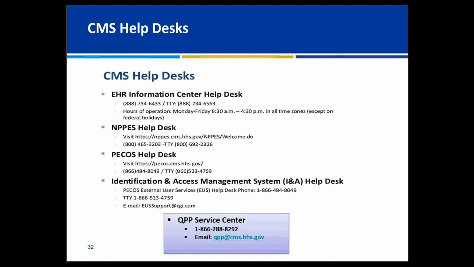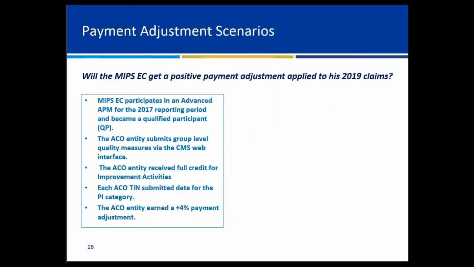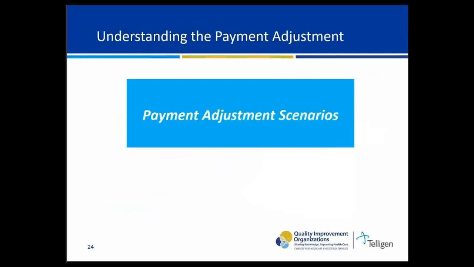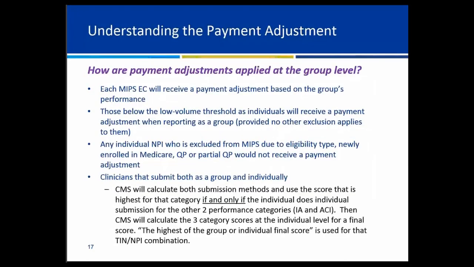I do have a question about clarifying slide 17, when you talked about submitting both as a group and individually. The caveat is to use the score that is highest, if and only if there are three categories. Suppose we are an excluded hospital-based group that only has two categories. They still assign our IA score to the quality. So it would just be the two categories if you're IA. Correct. There's another scenario there. Lots of different ones, that's for sure.